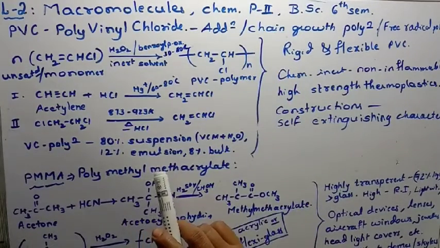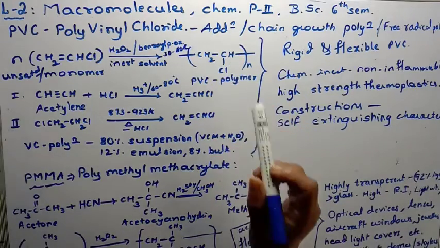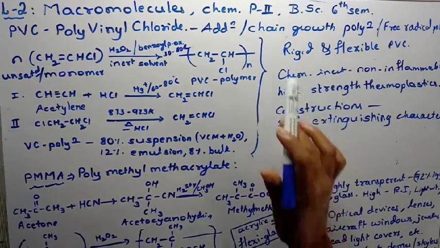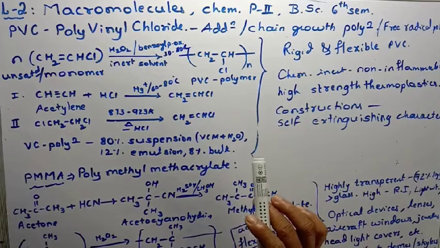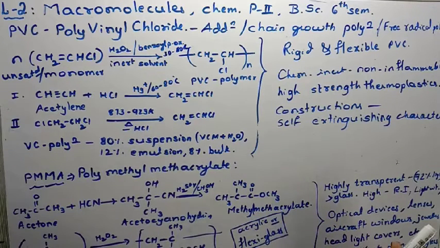In the previous class you have studied the polymers, types of polymers and types of polyreactions. Under polyreactions there are two types. One is addition polymerization reaction, which is also known as chain growth polymerization reaction, and the second one is condensation polymerization reaction or step growth polymerization reaction.